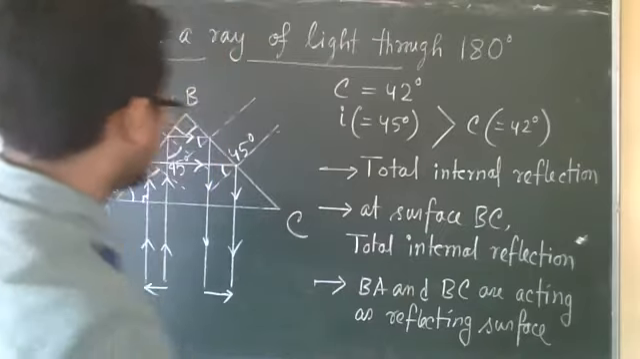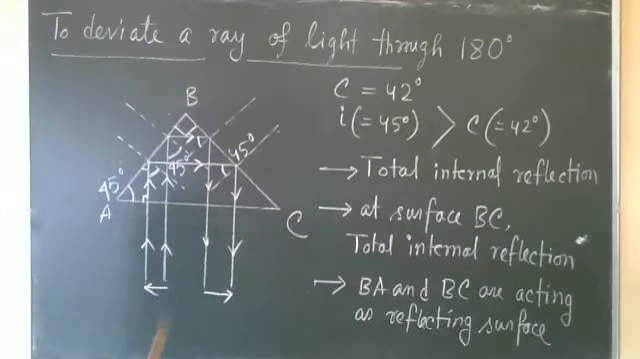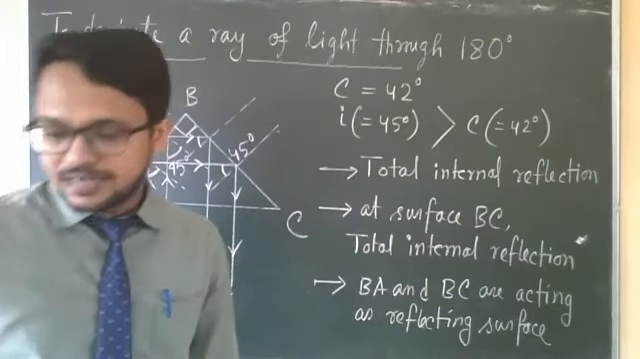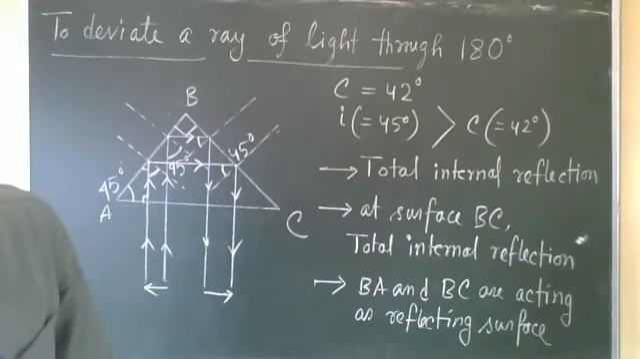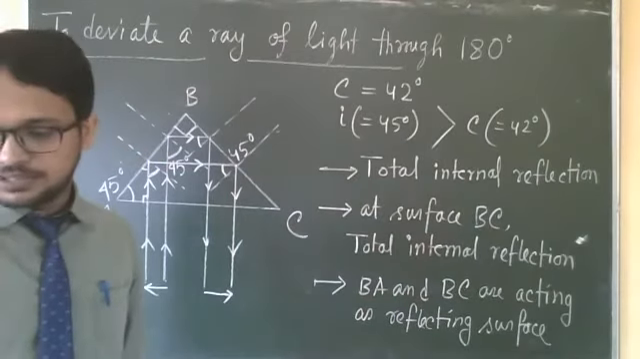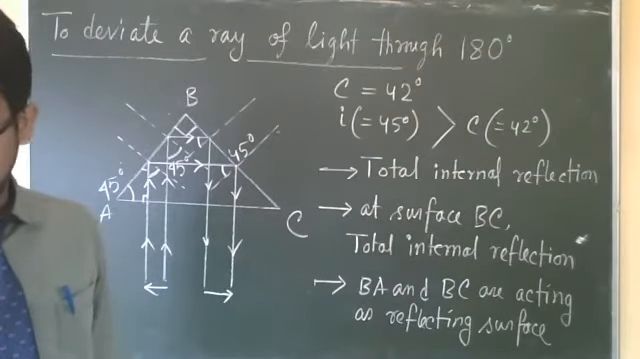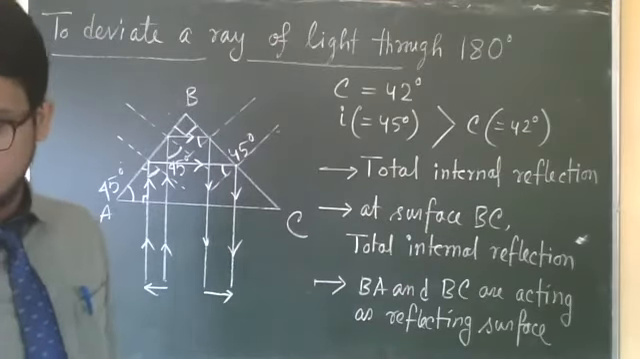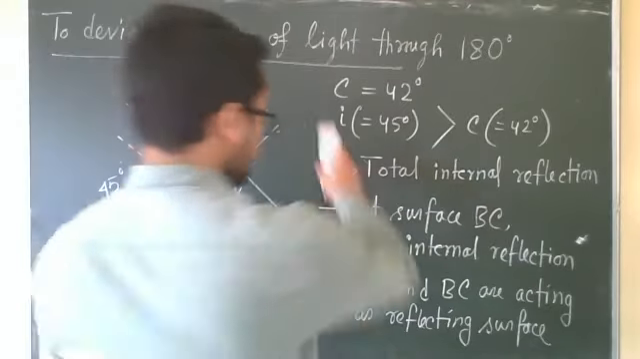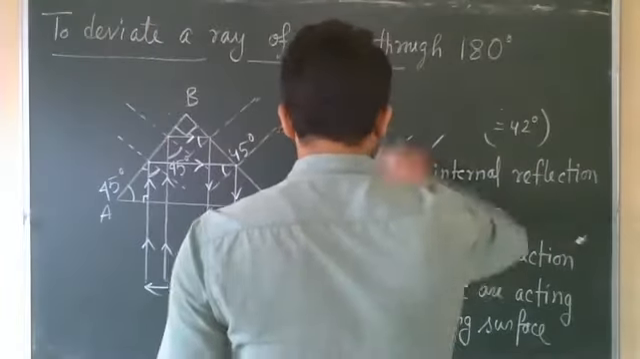Now come to the application. This one is used in binoculars or in a camera. The use is written in your book nicely: this action of the prism is used in binoculars and cameras to invert the image without losing any intensity.